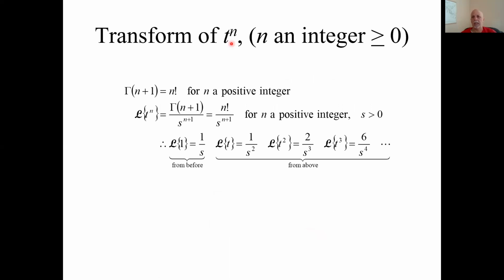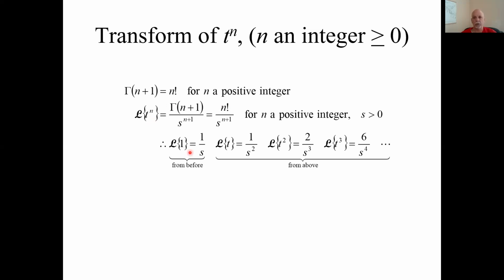What about when that exponent is an integer, or at least greater than 0? Well, here's another property of the gamma function. In fact, the gamma function is a generalization of a factorial. Gamma function can have non-integer arguments, but for integer arguments, you get this relationship. It is a factorial. So if we're talking t to the n, where n is an integer, this Laplace transform is this. That numerator is now n factorial. So we have all the Laplace transforms of all the t to the n's.